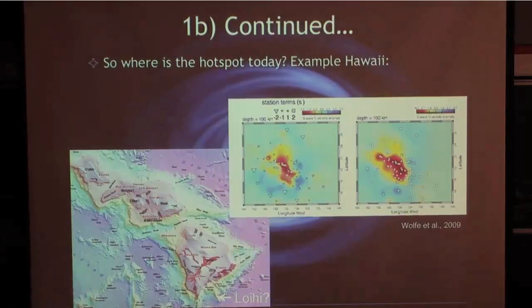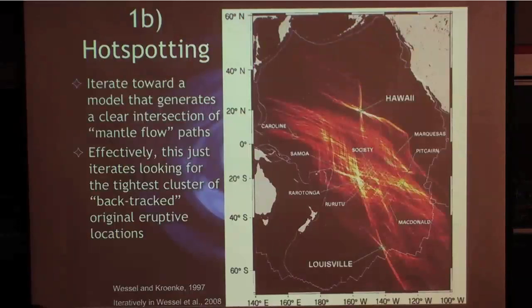But who knows? So what Paul Wessel does, this is back from the late 90s, but he still uses this. This is what he calls hotspotting. So basically what he does is he iterates. He assumes he knows where the hotspots are, does the polygon exercise, but then there's a misfit. So then he goes back and adjusts the original starting locations and tries again. And the way he does that is by coming up with a model and then using that model in reverse.